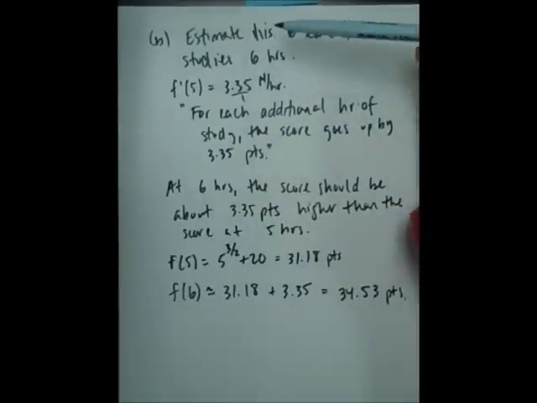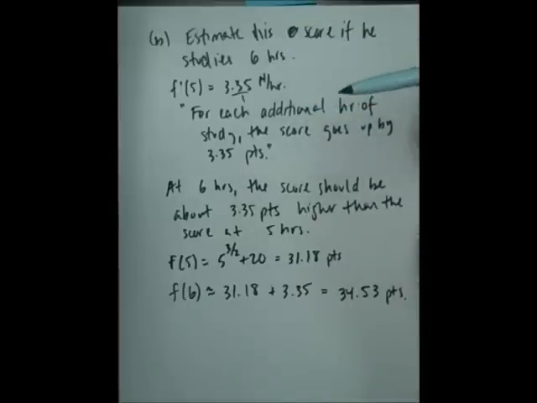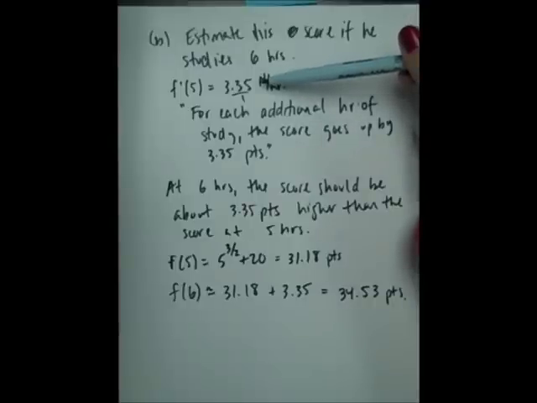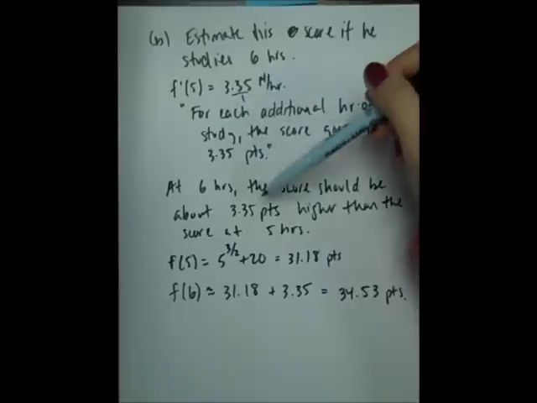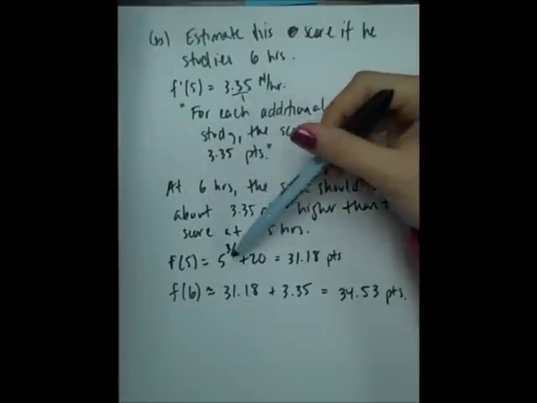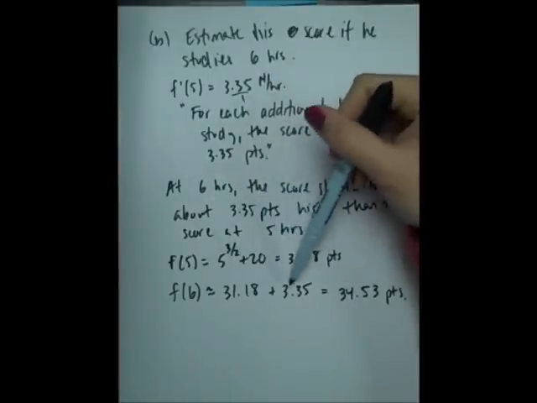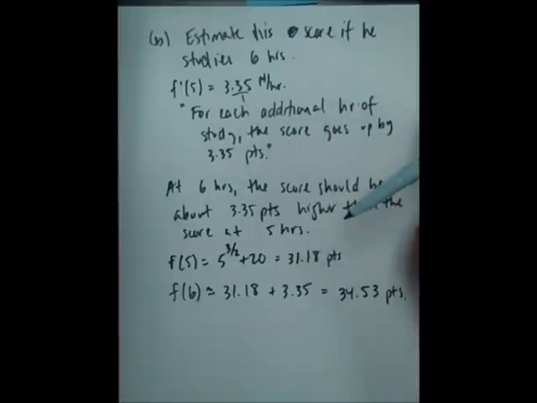So what do we do here? We're estimating his score at 6 hours by using what we know about his score at 5 hours, because we did that in Part A. Part A told us that for each additional hour he studies, his points were going to go up by about 3.35. So his score at 6 is going to be his score at 5 plus that additional 3.35 points. This is using the tangent line.